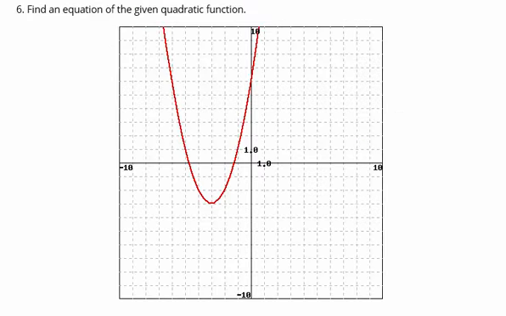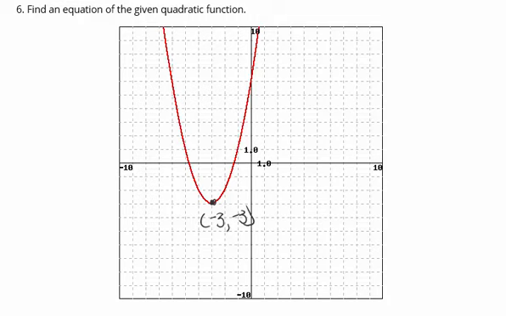In number 6, we want to find an equation of the given quadratic function. And so first thing we'll do is take a look if the vertex is kind of clearly given. And in this case, it looks like it's at -3, -3.